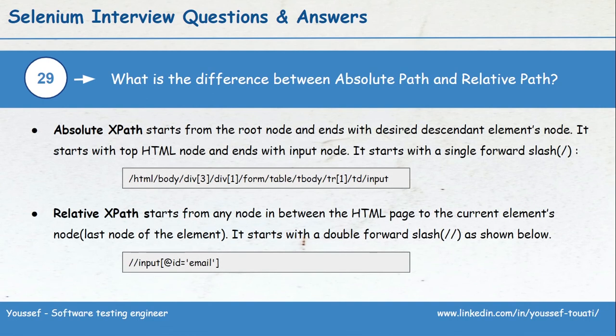So, what is the difference between absolute path and relative path? In fact, absolute XPath starts from the root node and ends with the desired descendant element's node. It starts with the top HTML node and ends with the input node. It starts with a single forward slash, as you can see in this comment. Now coming to the relative XPath. It starts from any node in between the HTML page to the current element's node, the last node of the element. It starts with a double forward slash, as shown below.